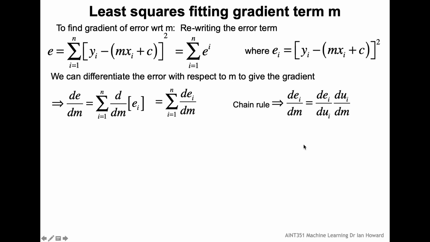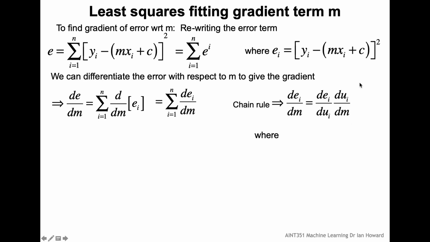And what the chain rule will say is dEI/dm can be written as dEI/dUI times dUI/dm. And if you look at that expression, you can see that the dUIs cancel because we've added one at the top and one at the bottom. So this is exactly the same expression as we started with. But now we can evaluate this by evaluating the first term and the second term and multiplying them.